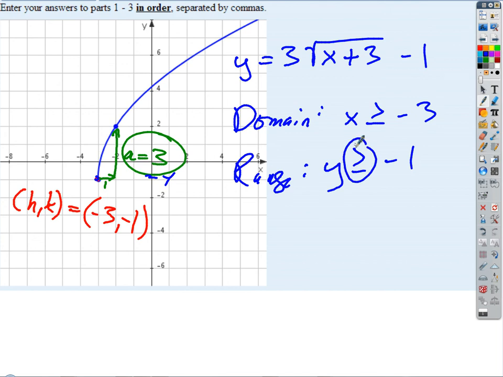Now, what if this function had opened up downward? It would have been less than or equal to whatever k is, -1, right? Okay?